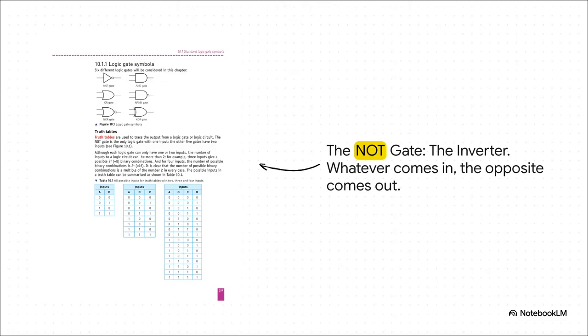First up, we have the NOT gate. That's the one that looks like a triangle with a little circle at its tip. This one is the ultimate rebel. It has one input and one job: to do the exact opposite. You send in a 1, it outputs a 0. You send in a 0, it spits out a 1. Simple as that. It's a pure inverter.